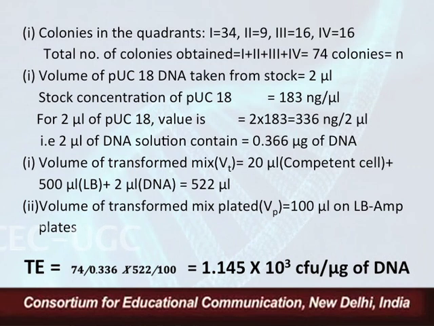Then the volume of transformed mix is 20 microliters plus 500 microliters plus 2 microliters, which is 522 microliters. And the volume of transformed mix plated is 100 microliters. So by looking at the formula and putting all the values in the formula, we get the transformation efficiency to be 1.145 into 10 raised to the power of 3 colony forming units per microgram of DNA.